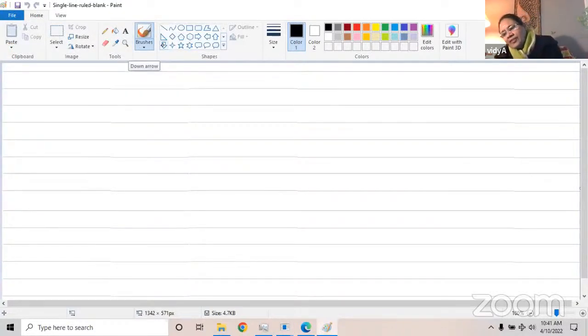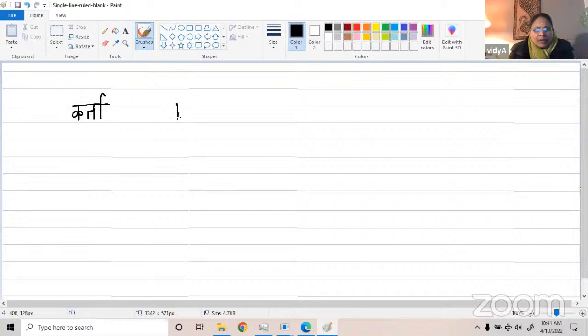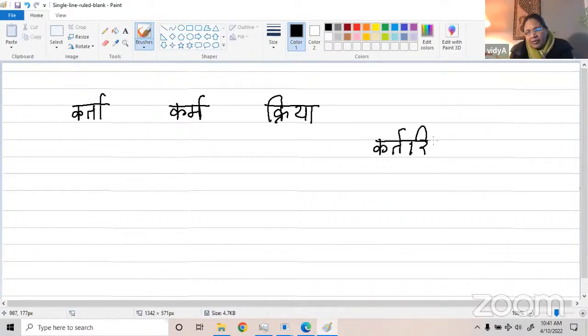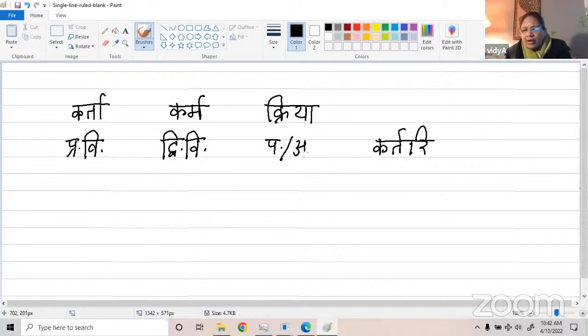So there are only three things that are affected between Kartari Prayoga and Karmani Prayoga, and they are Karta, Karma, and Kriya. So in the Kartari Prayoga, which we have seen before, Karta is the subject, Prathama Vibhaktihi. Karma is in Dvitiya Vibhaktihi. And Kriya is the Kartari format. You either have it in Parasmaipadi or Atmanepadi format.